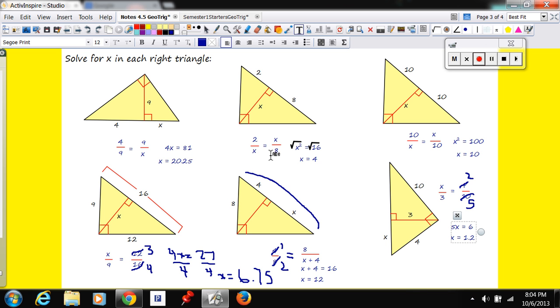Alright, that's all I have for section 4-5. Think about the altitude to a hypotenuse, kind of what it means. An altitude is a height. It breaks a hypotenuse into 2 proportional pieces. This altitude is the geometric mean. It can go in the 2 mean places.